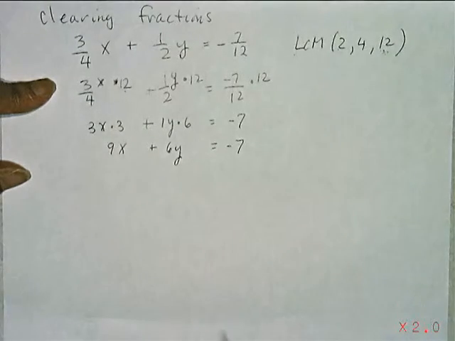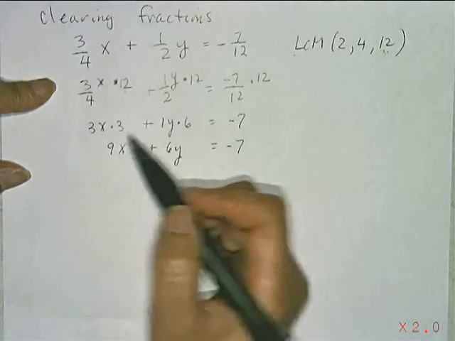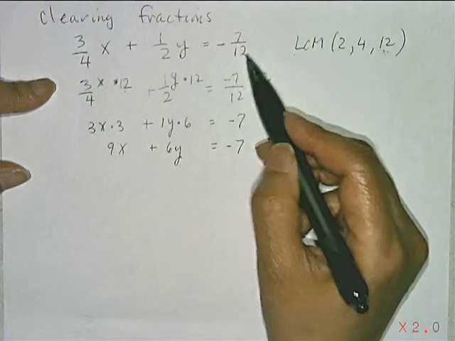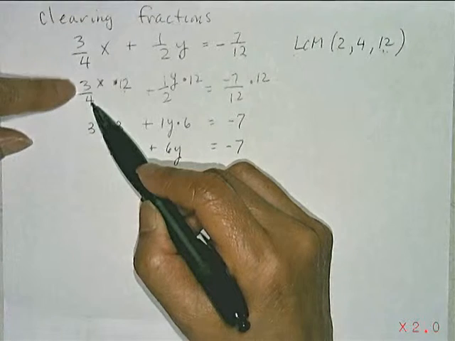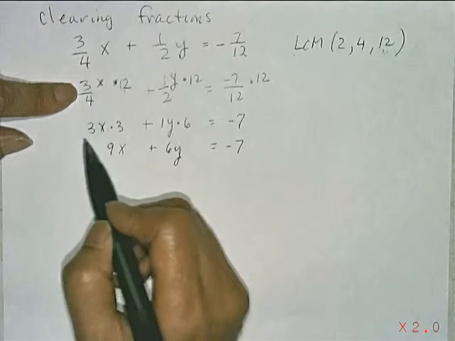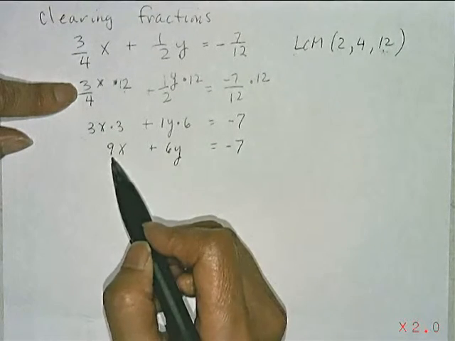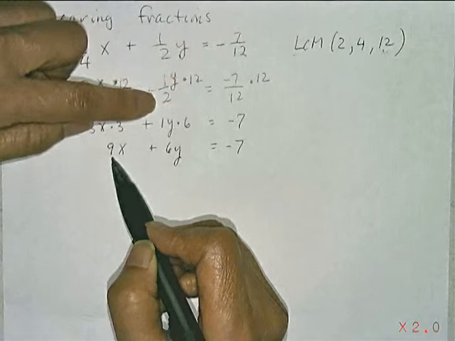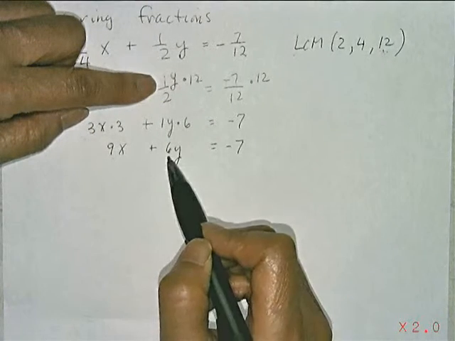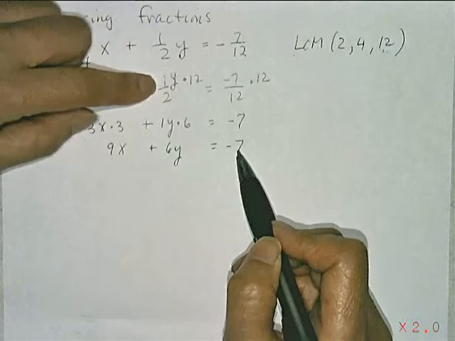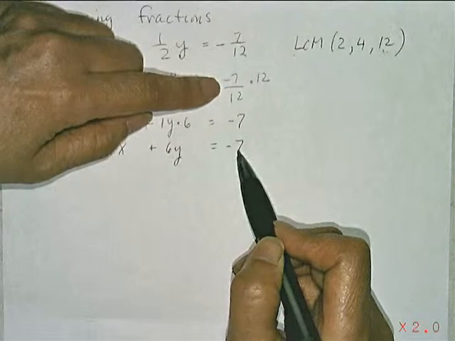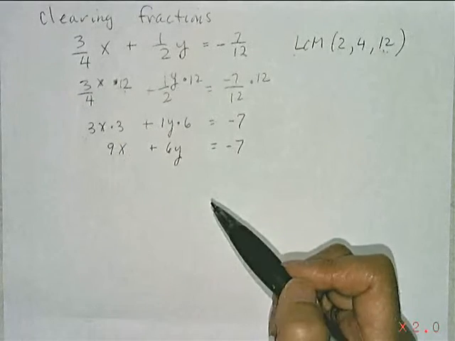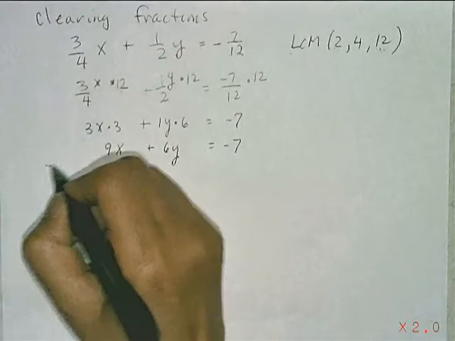If you are going to do it mentally, and you know your lowest common multiple is 12, then it's 12 divided by 4 is 3 times 3 is 9. So we can skip this step here. 12 divided by 2 is 6 times 1 is 6. And we're talking y's. 12 divided by 12 is 1 times -7 is -7. And that's it. That's method 1.